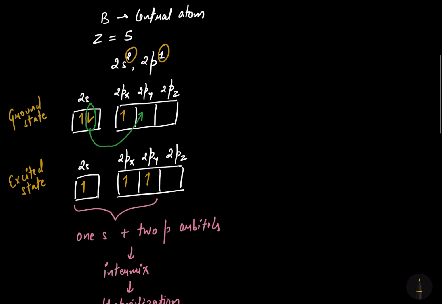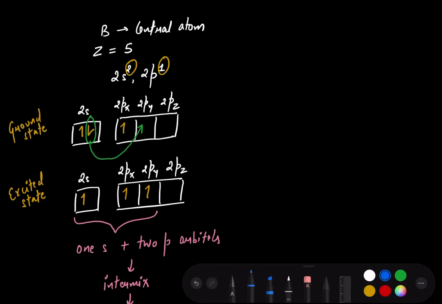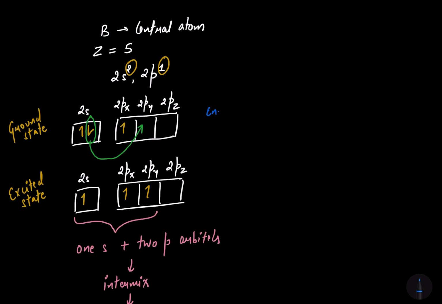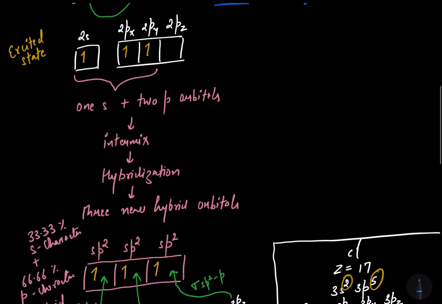Now again, one point about the energies. In the first case, the energy consumed will be promotional energy. The first energy is promotional energy, that is the promotion of an electron in the case of boron from 2s to 2py. The energy required for the excitation of an electron from 2s to 2py is called the promotional energy, and that's an endothermic process. Second, for the intermixing of atomic orbitals, the energy consumed is hybridization energy.